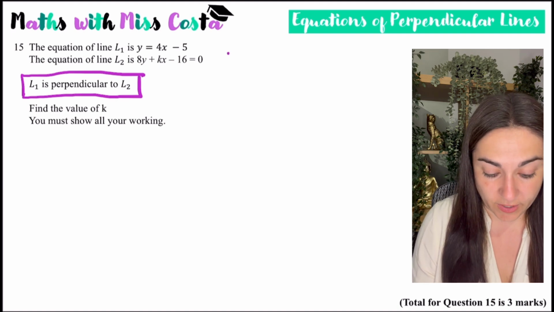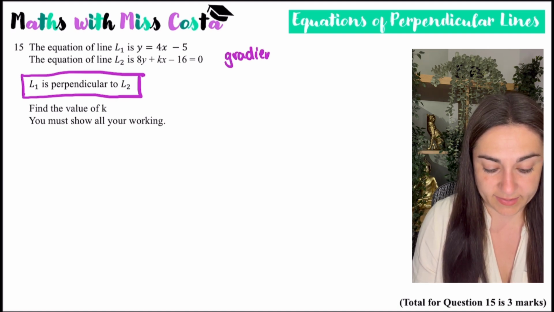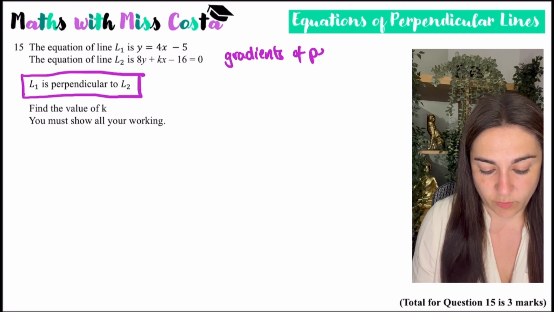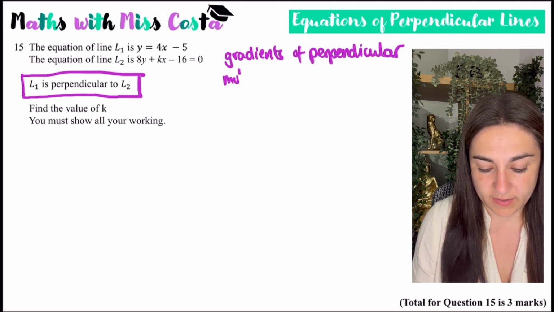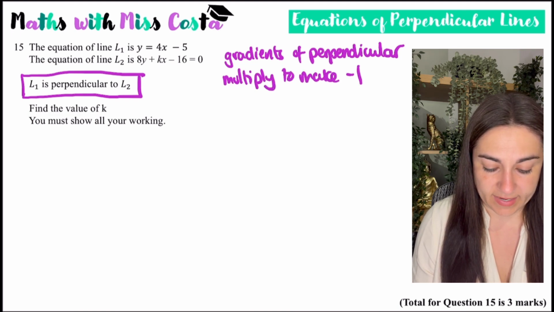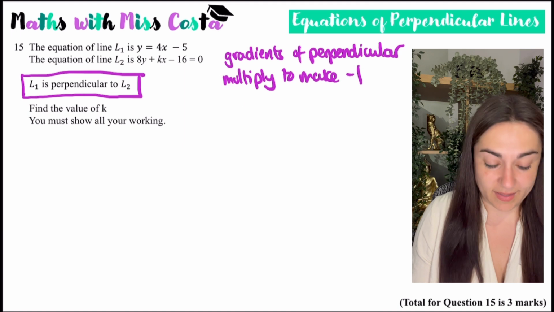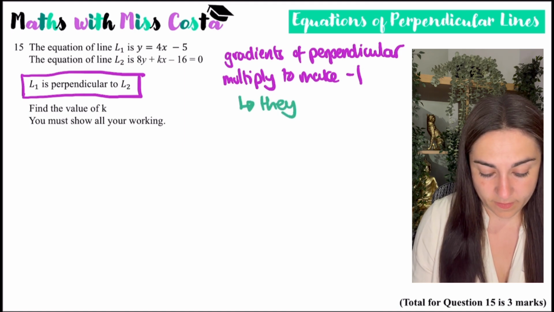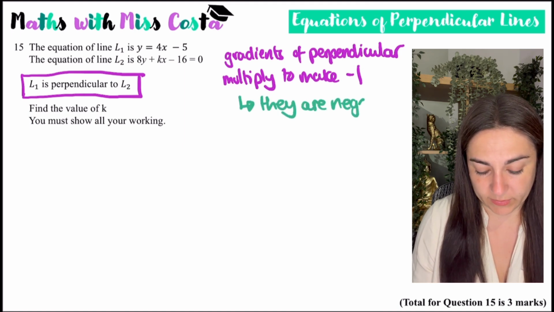So what you need to know is that the gradients of perpendicular lines multiply to make -1, or they are negative reciprocals of each other.